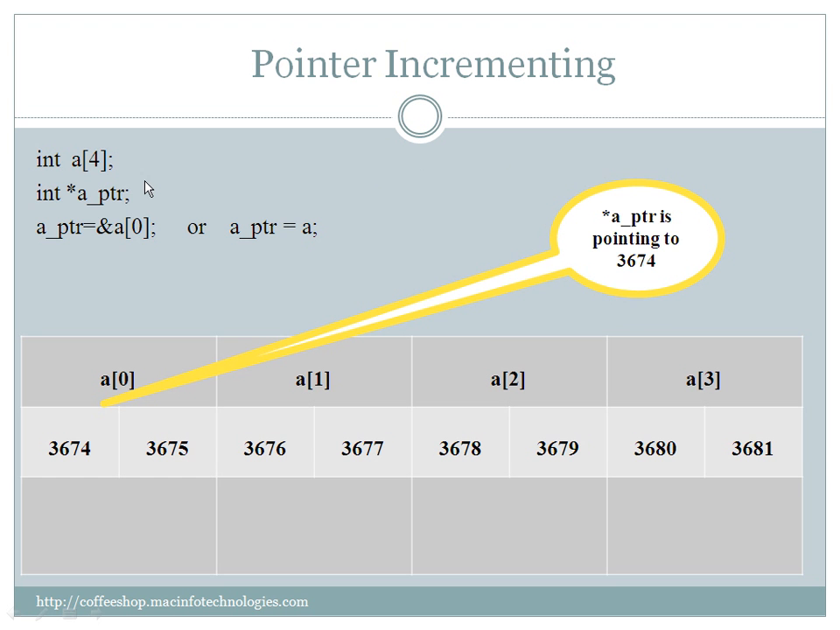So what is pointer incrementing? We'll assume we have an array a of size 4, and we have declared a pointer variable a pointer. We are assigning the address of the first location, ampersand a of 0, to the pointer. A of 0 is the location, and the address is given by ampersand a of 0. You can do it either this way or this way, just say a. The address of the first value, that is 3674, will be given to a pointer, and star a pointer is now pointing to this location.